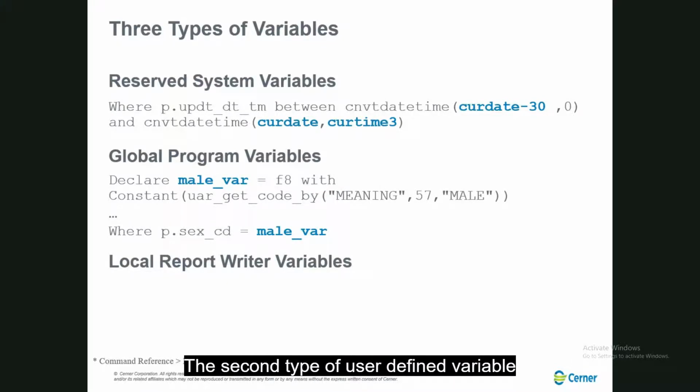The second type of user-defined variable are the local report writer variables. These variables have a short life and are only known within the report writer sections of the select command. The value can be changed and used for comparisons as well as for display. These variables are not known after the foot report section of report writer or in any other programs.